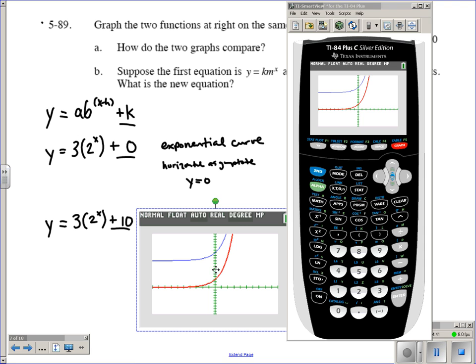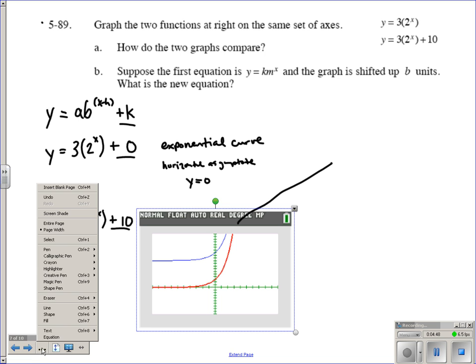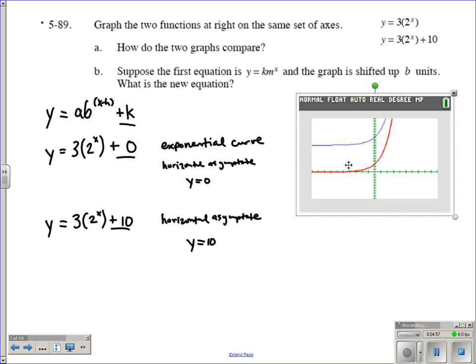So let's pull that out there so we still have it. Now there's a little undo thing here somewhere. All right. Let's move this guy over here. So we've just translated it up 10 units. Remember, that is the effect of k.